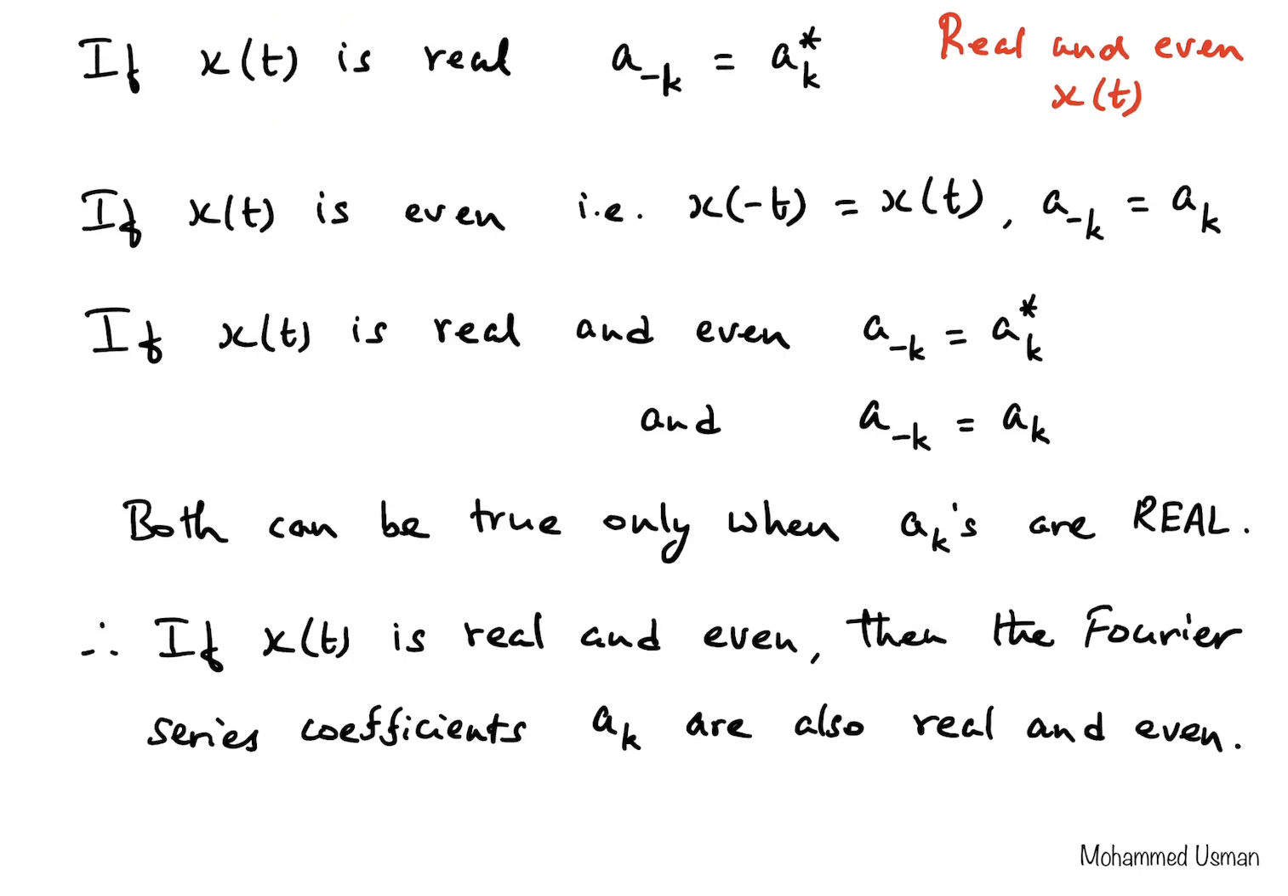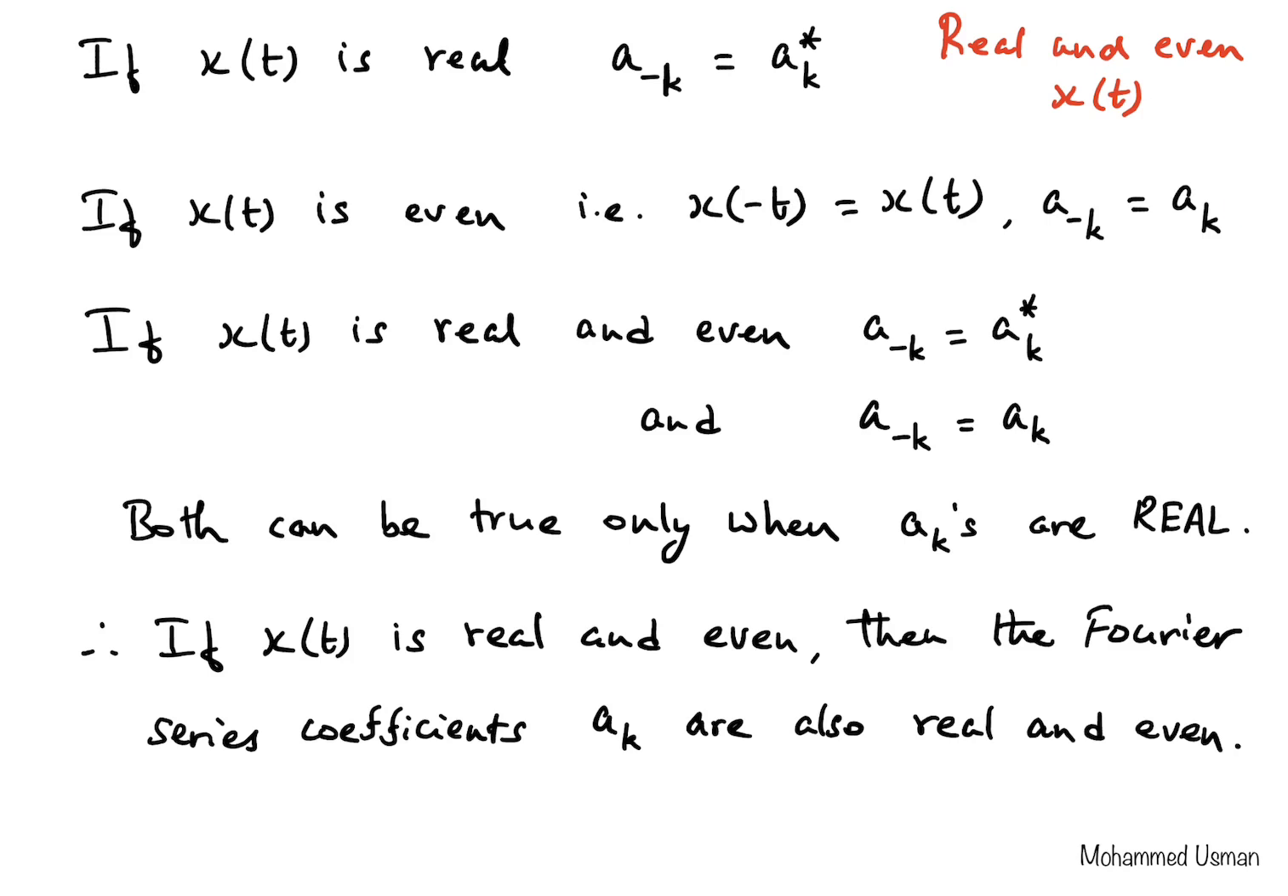So we'll combine both the properties. When the signal x of t is real, then the Fourier series coefficients are complex conjugates of each other. ak and a minus k are complex conjugates of each other. And when the signal x of t is an even signal, then a minus k is equal to ak. If a signal is both real and even, then both these conditions must be satisfied. That is, a minus k should be equal to ak star, as well as a minus k should be equal to ak. And that means ak and ak star must be equal.